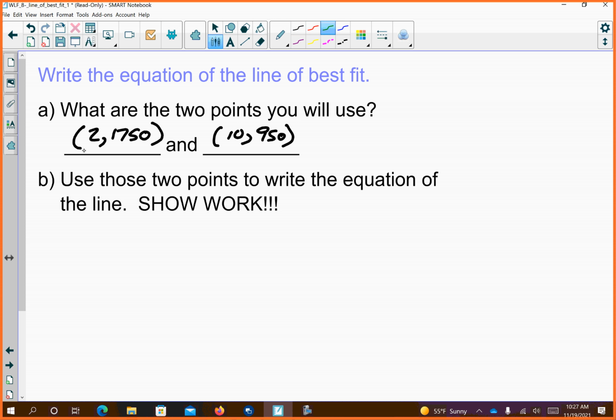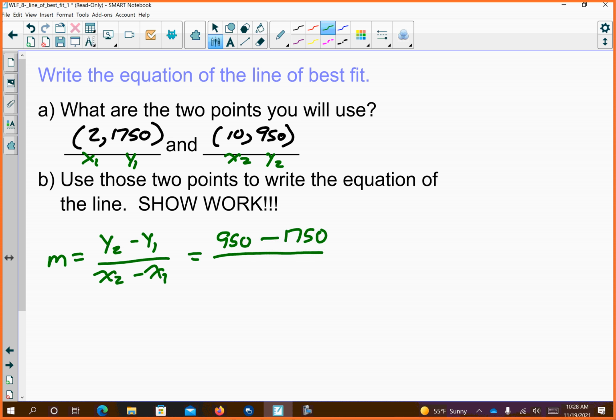So first thing I'm going to do is label x1, y1, x2, y2. And our slope is this. And let's plug in. We called y2 950. We called y1 1750. So minus that, right? And then we called this 10, called this 8.